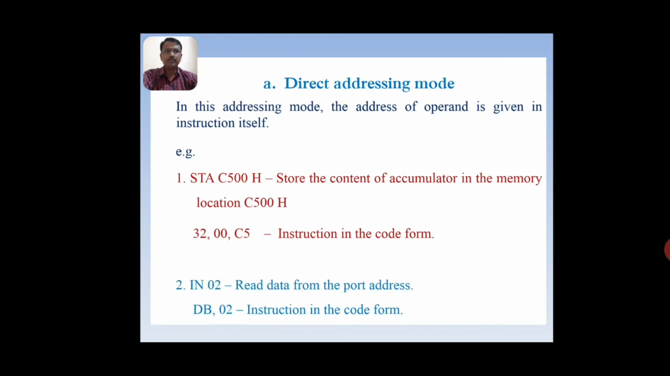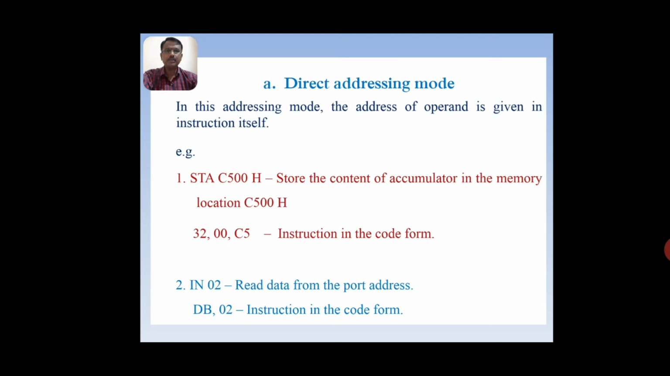One more example, IN 02. The first instruction was related to memory, this instruction is related to IO. Whenever there is an address of memory it will be 16-bit, and whenever there is an address of IO port it will be 8-bit. In 02, so 02 will be the address of operand. Remember, it is not 8-bit data, it is the address of operand, meaning it is the address of the input port.